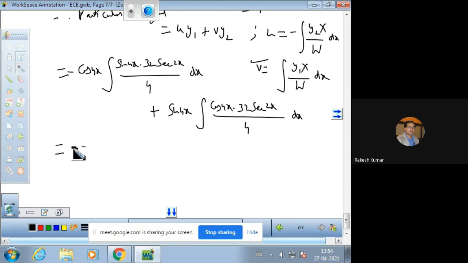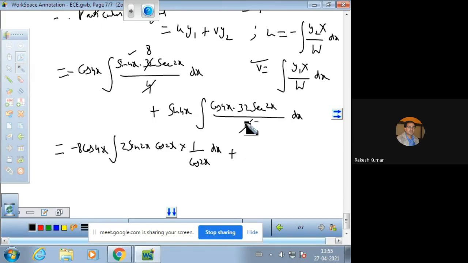So on this side we will have minus cos 4x. This can be calculated here. So 8 will come out here. Integration of sine 4x, and this is the secant 2x. So sine 4x can be written as 2 sine 2x into cos of 2x, by the sine 2A formula, and secant 2x can be written as 1 over cos 2x dx.